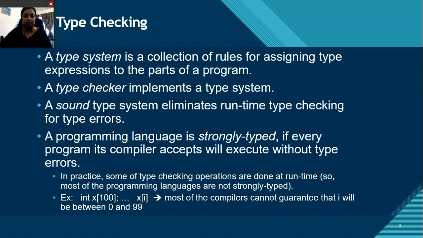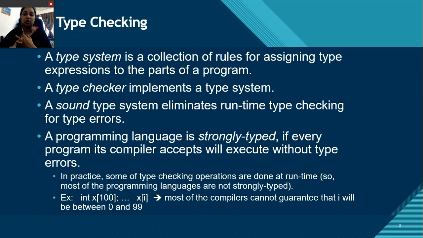Now type checking is one of the static checking operations which we always try to do during the compile time. When you define a set of rules to perform type checking, those rules put together are termed the type system. So here you have a type system which helps you assign type expressions to parts of the program. Now we should know what a type expression is.